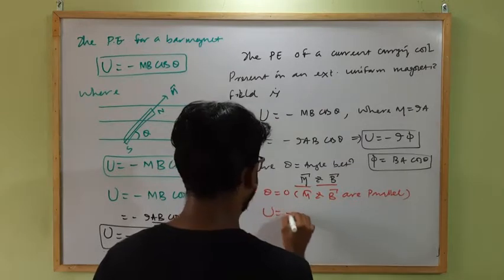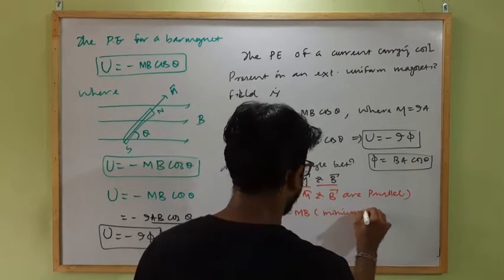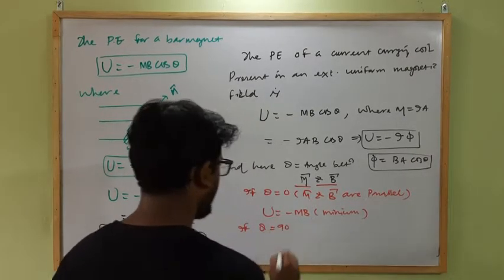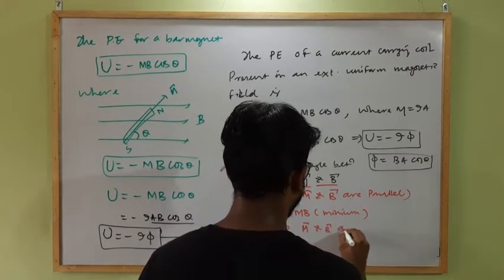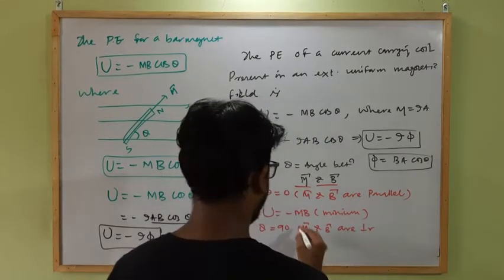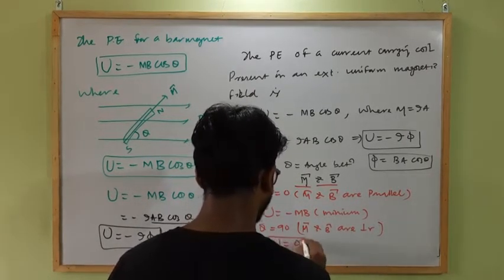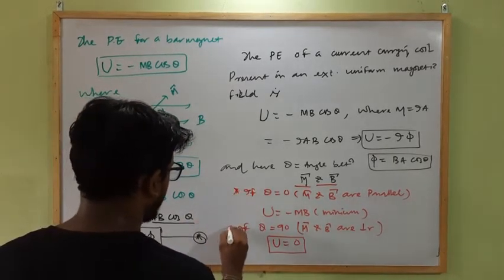The potential energy U equals minus mb, and that is the minimum. If theta equals 90, m and b are perpendicular, then U equals 0. Okay, you have to remember these points.